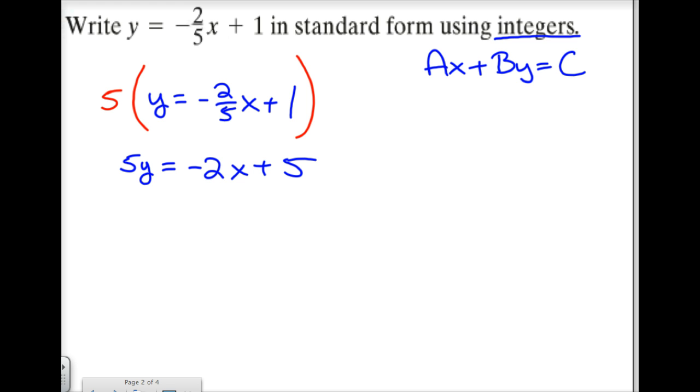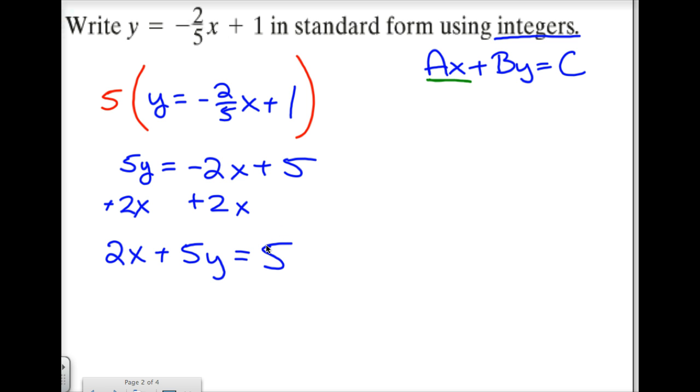And you'll notice that in this case, I do need to end up getting the x first. So when I'm writing standard form, the x comes first. So I'm going to add 2x to both sides of this equation. Now because you have y and x, you can't add them together. So I'm going to write 2x first plus 5y is equal to 5. And now I'm in standard form.